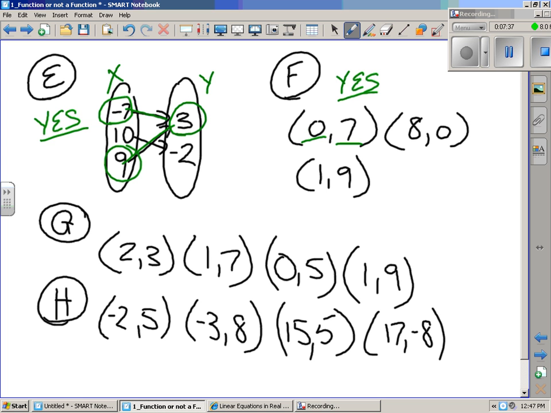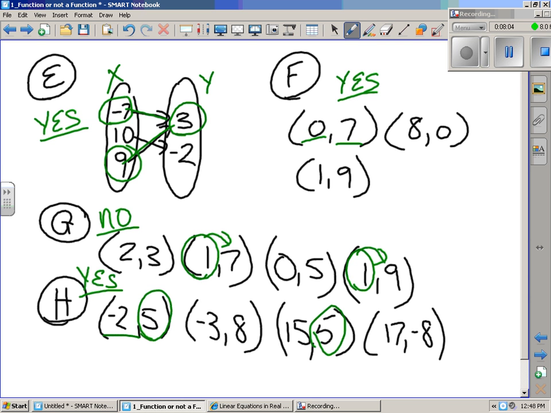In letter G, no, this is not a function because an x value of 1 has an output of 7, and an x value of 1 also has an output of 9. Letter H, this is a function. Every x value only has one y value. You'll see that there's a copy of the y's, but still, -2 has an output of 5, and -2 does not have any other output. 15 has an output of 5, and 15 has no other output. So there's no issue here. This is a function.